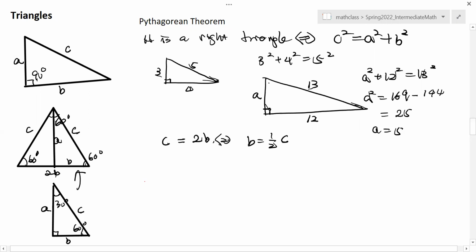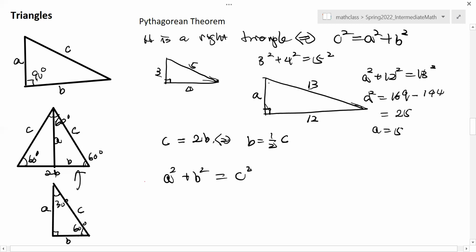All right, I want to find the relationship among those three sides of a special right triangle, the 30 degree, 60 degree special triangle. We're going to use that. Can I express a in terms of c? Then you have to apply the Pythagorean theorem because it's a right triangle. So a squared plus b squared equals c squared.